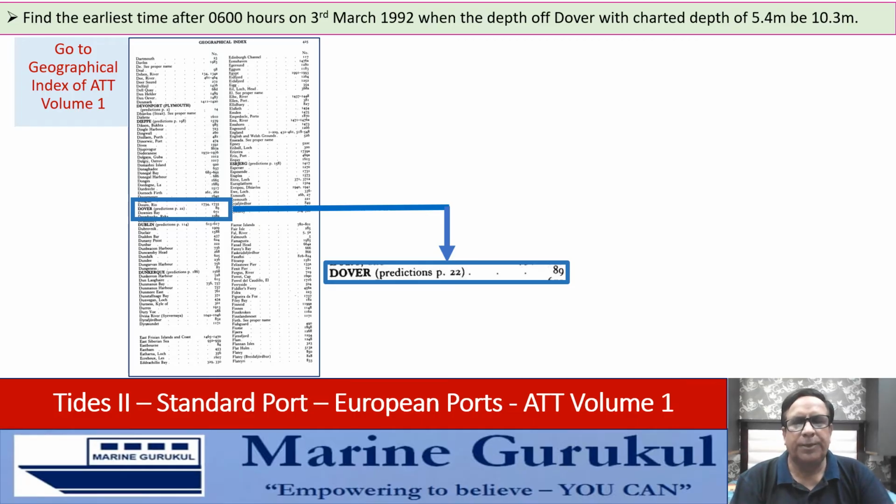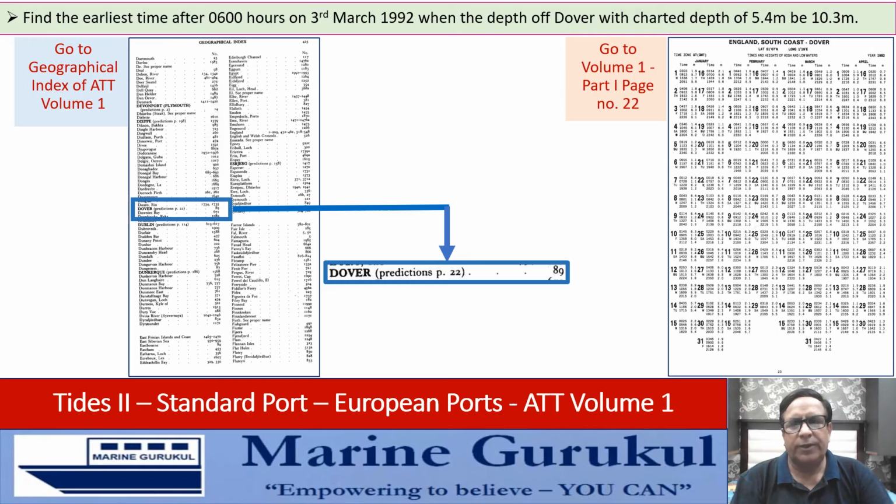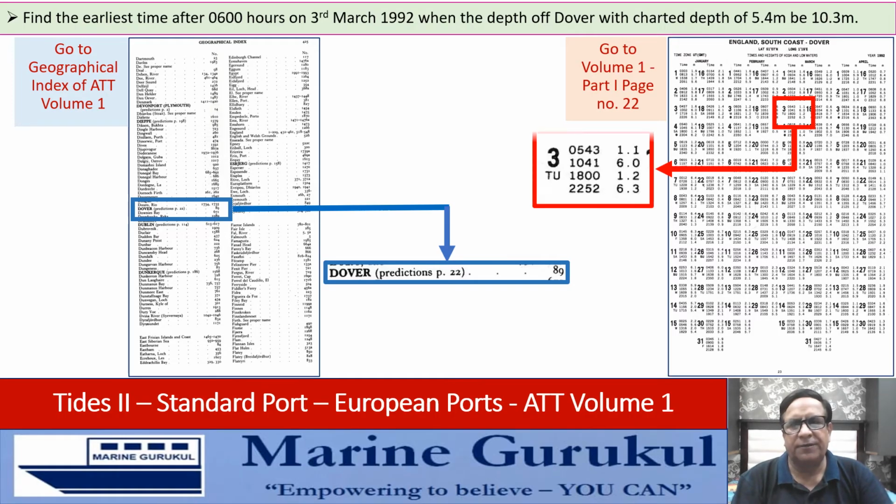So now we go to page 22 of ATT1 and from page 22 we extract information for 3rd March, which is the date of interest. So here are the predictions for 3rd March, and these are magnified here for us to use. This is how the first step is completed.